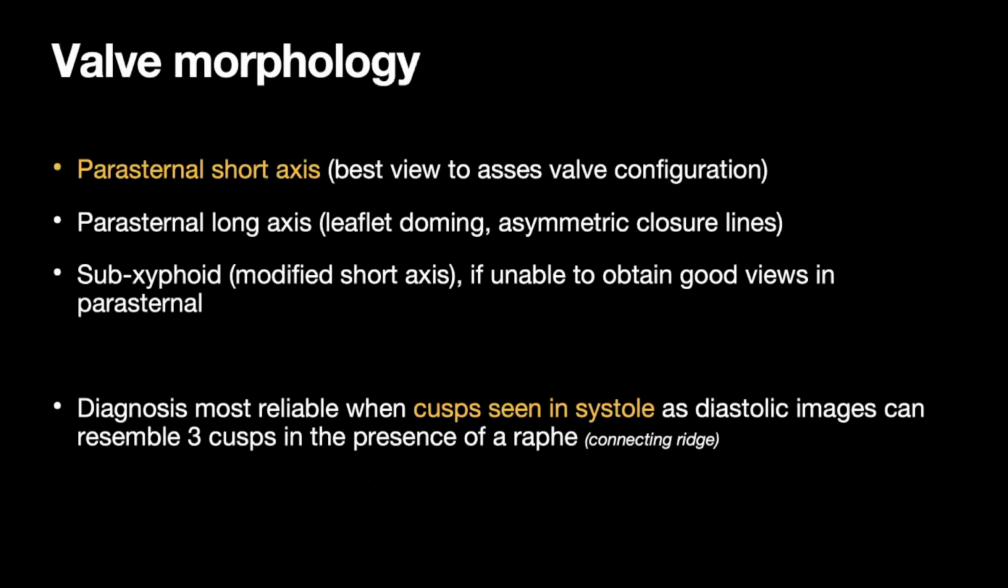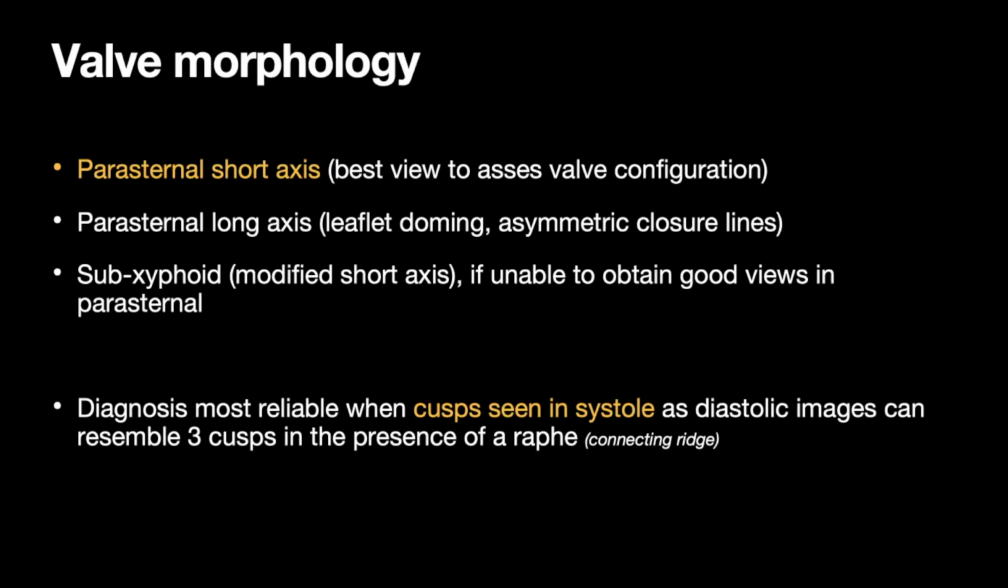To assess valve morphology on echo, the best view is the parasternal short axis at the level of the aortic valve. You can get some information from the parasternal long axis as well. For example, with some bicuspid valves, you can get leaflet doming or asymmetric closure, but you can also get asymmetric closure if the view is off axis, so you don't want to be fooled. Make sure you're looking at your parasternal short axis. Sometimes with some patients, we have poor parasternal windows, and so another place to look is a modified short axis in the subcostal views, and you can try to assess the valve there.